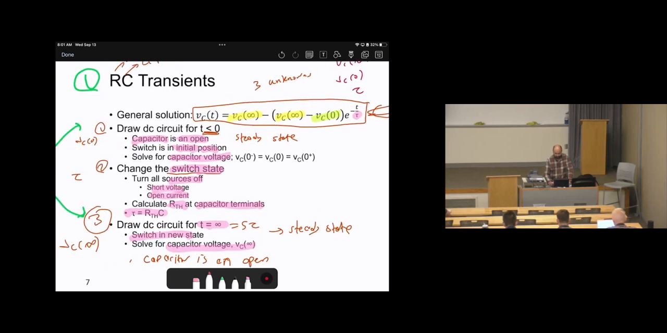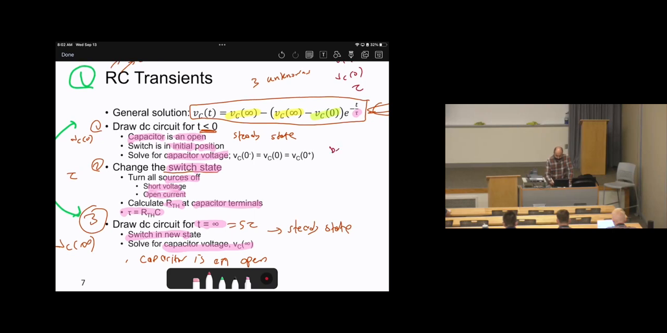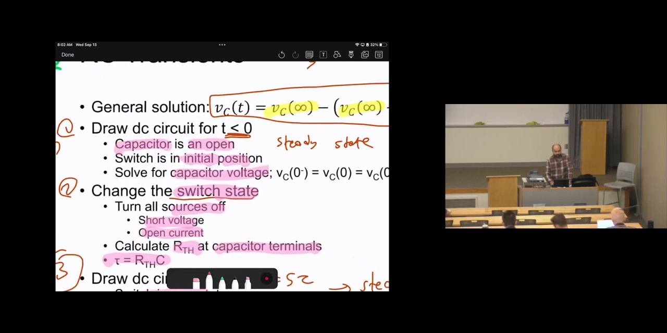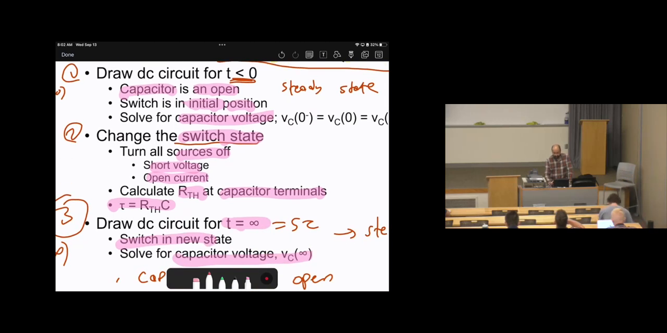So Vc of 0 is before the switching action. Before the switching action, we are already in steady state. Therefore, we will assume the capacitor is an open circuit because we are in steady state. Then make the switch at the initial position, because again, this is before the switching action. Then solve for the capacitor voltage. That's step number one.